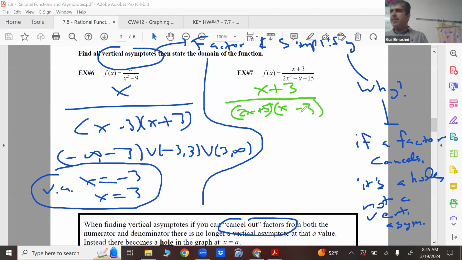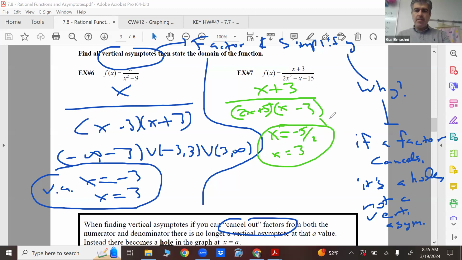I'm not going to spend too much time on that, but sometimes you can do trial and error that could work. 2x, 5x minus 3. I think I did it right. Yeah, nothing cancels. So x equals negative 5 halves, and x equals 3. Those are your VAs, and all real except negative 5 halves.